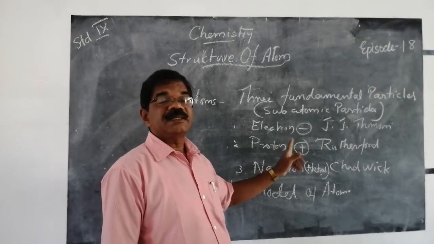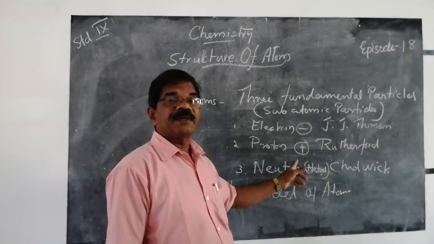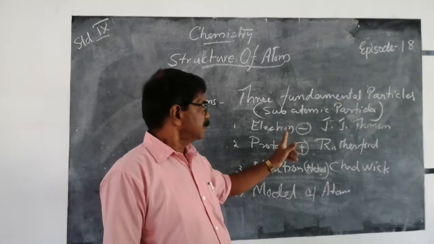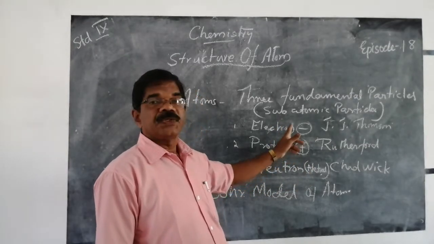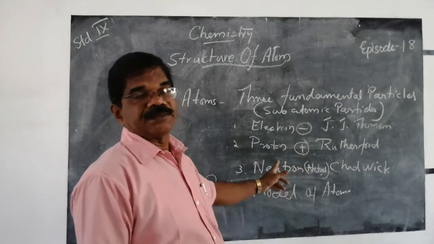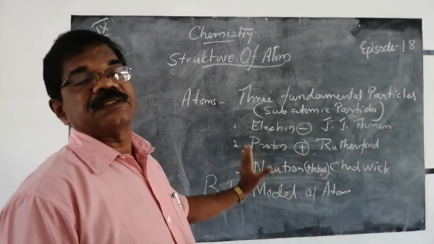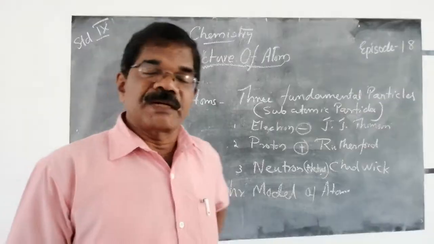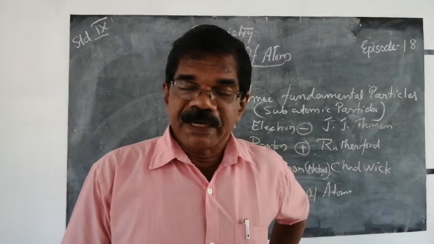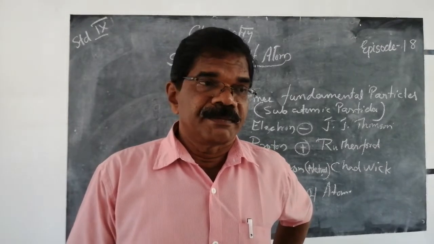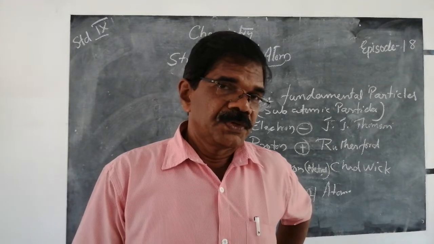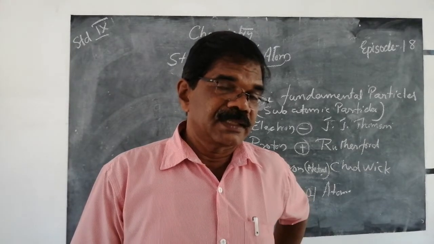Each proton has a unit positive charge. Each electron has a unit negative charge. And the neutron itself says that it is neutral, no charge. What is the neutral particle present in an atom? The neutral particle present in an atom is the neutron. So we have learned the third thing also.